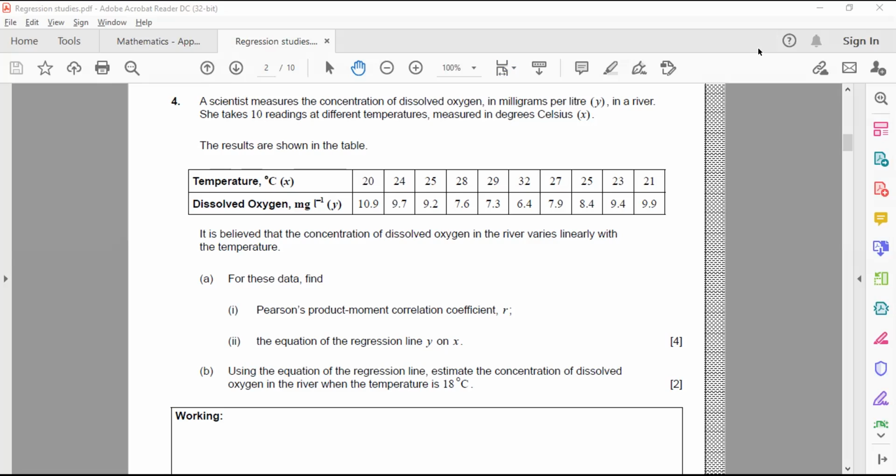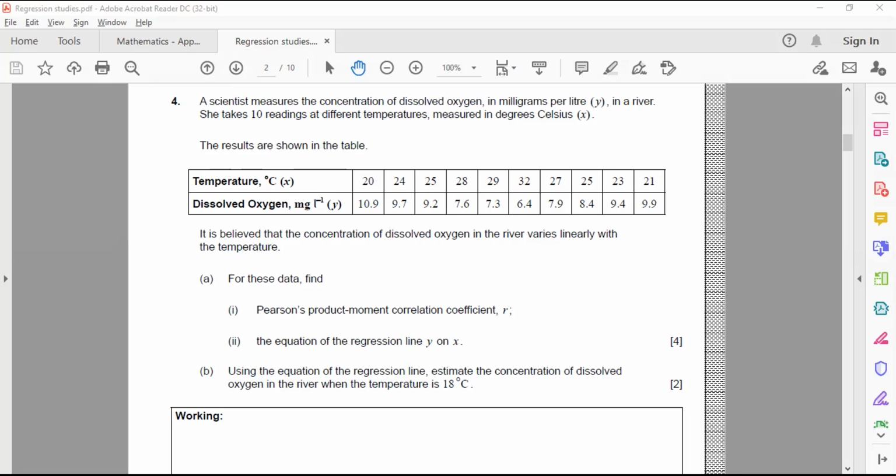Sir, R is minus 0.97. So you're muted again. Your answer is right. Can you just write the equation down, please? Y is equal to minus 0.37x plus 18.0. What is the equation?